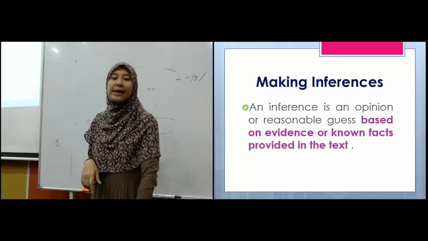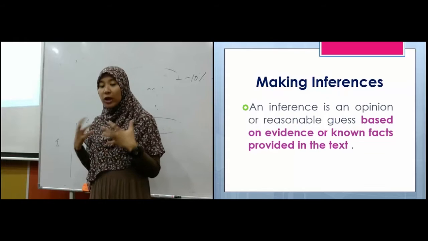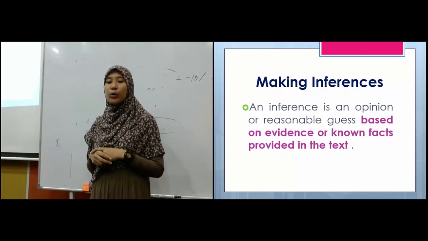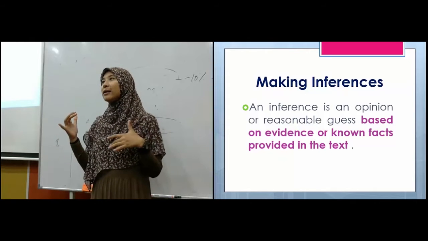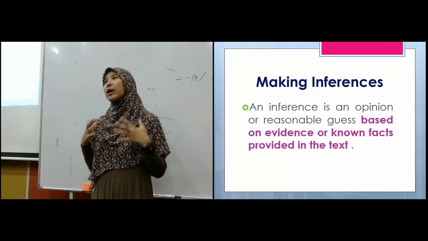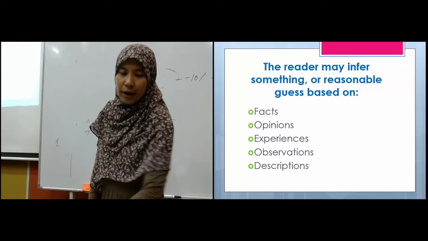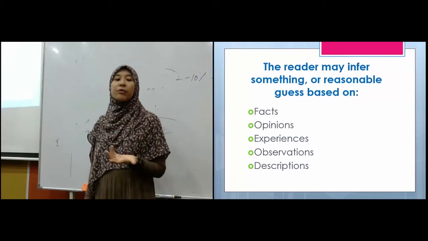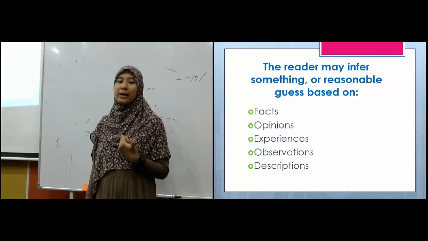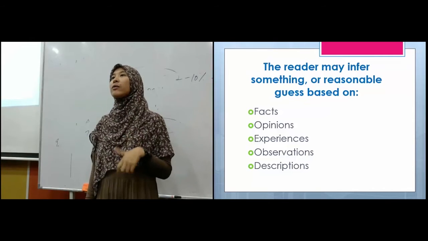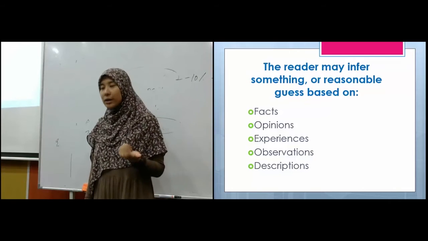Basically, an inference is an opinion or reasonable guess. You guess based on evidence or known fact provided in the text. In the text, you will be given an article, and in some parts you need to make inferences. The reader can make inferences based on a few things. Number one, based on the fact given in the text. Number two, based on the writer's opinion. Number three, based on experience or observation and also descriptions.